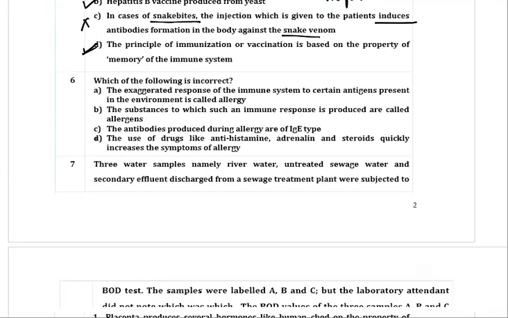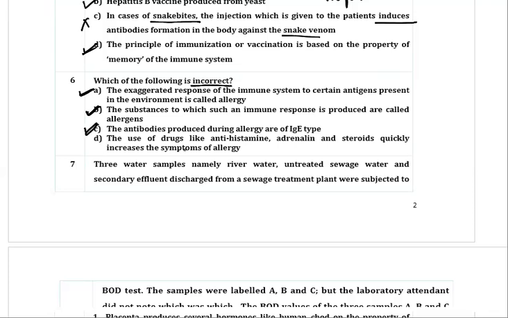Okay. Let's go to question number 6. Which of the following is incorrect? The exaggerated response of the immune system to certain antigens present in the environment is called allergy. This is the first one, and in the question, it is asked for the incorrect one, so this is a correct statement. The second one, the substances to which such an immune response is produced are called allergens. This is also true. And the antibodies produced during allergy are of IgE, also true.